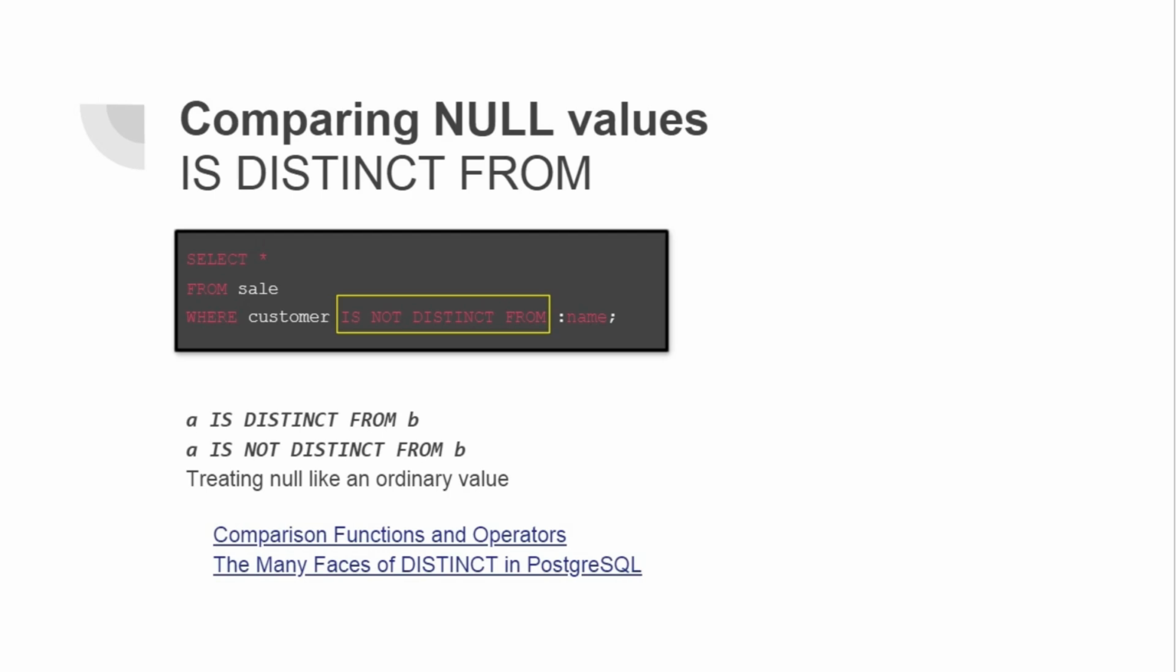To compare null values, there's a special comparison operator called is not distinct from. Is not distinct from is a special comparison operator that lets you treat a null like an ordinary value. So if we want to try and rewrite our query to work with both null values and string values, we can change the condition to is not distinct from. Customer is not distinct from name, which is our variable.